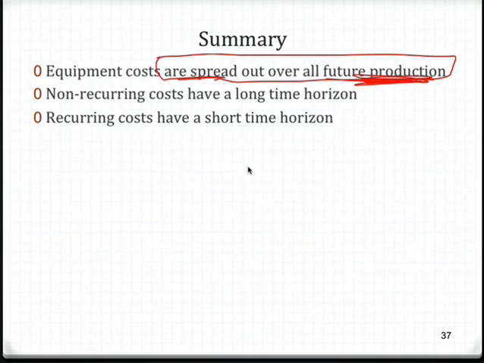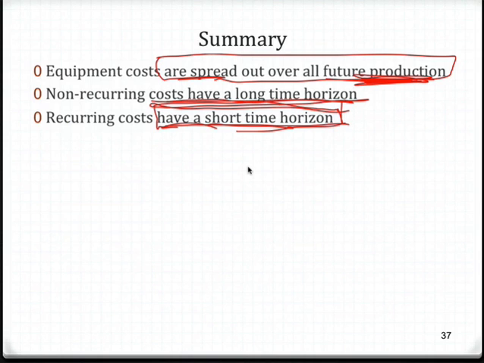The difference between non-recurring and recurring is the time horizon. So typically it's a number of years for the non-recurring, less than a year for the recurring costs. And for the recurring costs, it's much simpler. We're just going to use the present value of those items and divide by how much production occurred in that time horizon, versus the non-recurring costs, where we use the capital recovery factor.